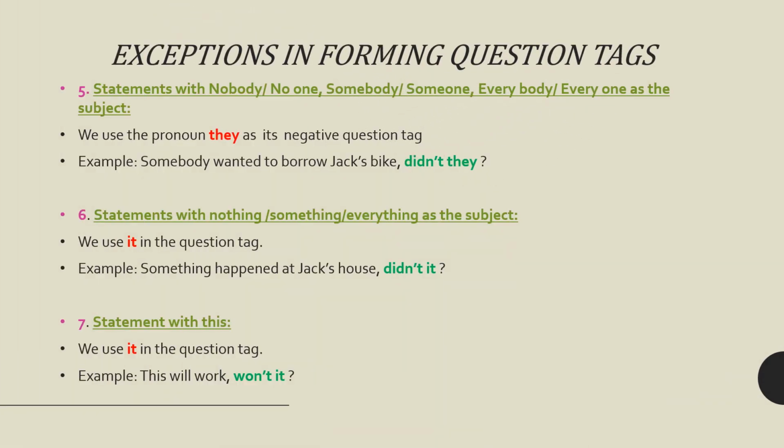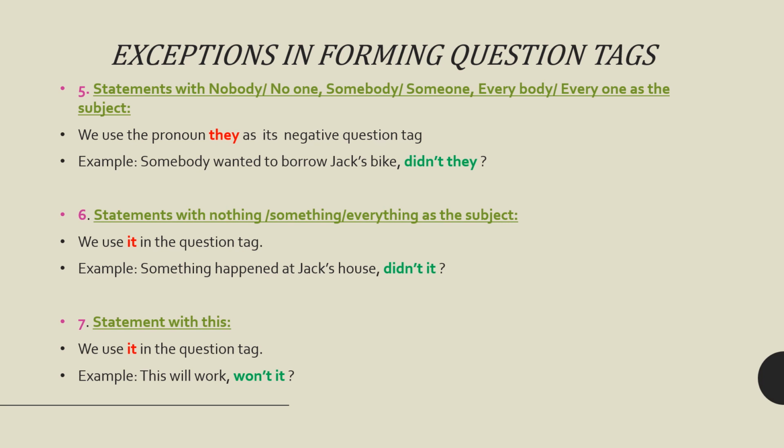Fifth, statements with nobody or no one, somebody or someone, everybody or everyone as a subject. We use the pronoun "they" as its question tag. Example: "Somebody wanted to borrow Jack's bike, didn't they?" In this sentence, "wanted" is in the past form, so "did" is used, and the sentence gives a positive meaning, so it is used in the negative question tag.